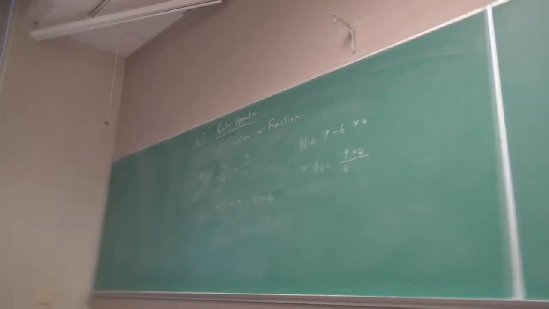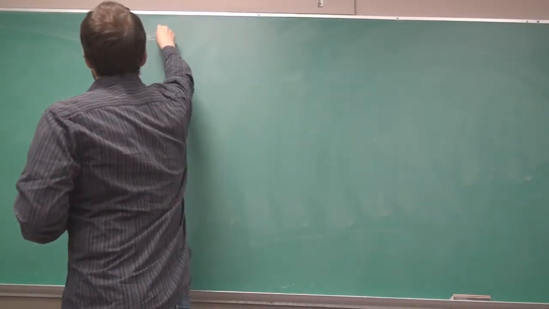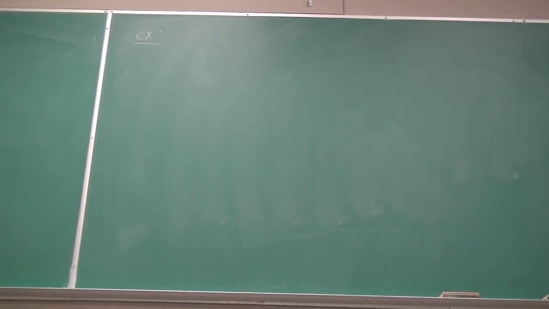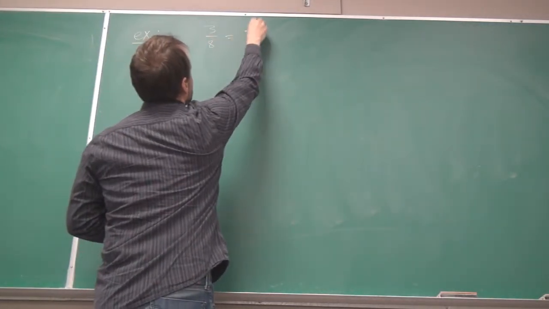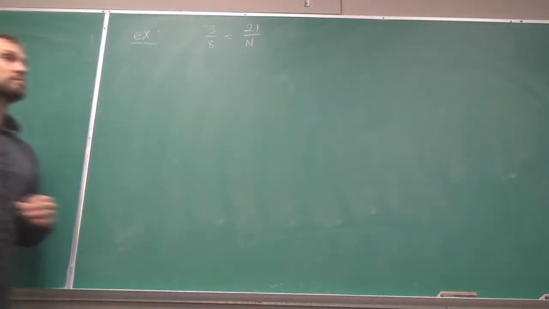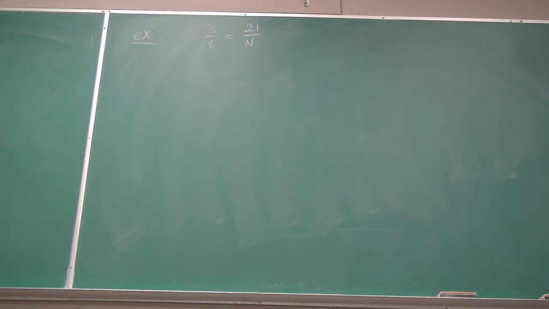Let's just do one more where the variable is in a different spot. Don't have these memorized just yet. 3 over 8 equals 21 over n. So now my variable is in a denominator. Here it was in the numerator. That was very easy.